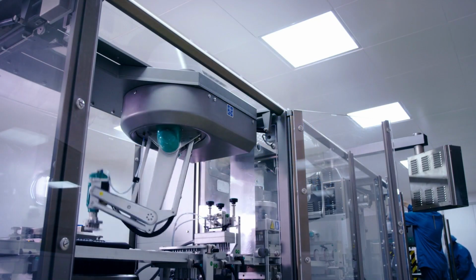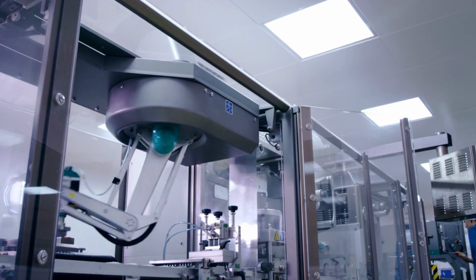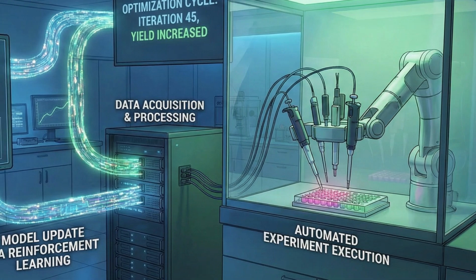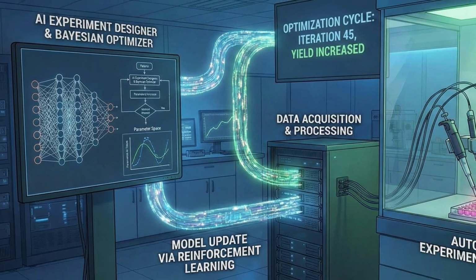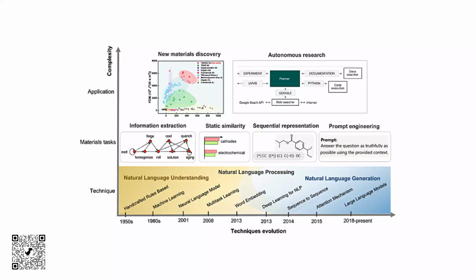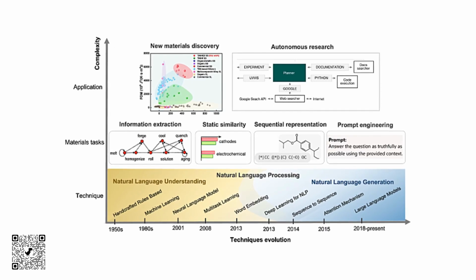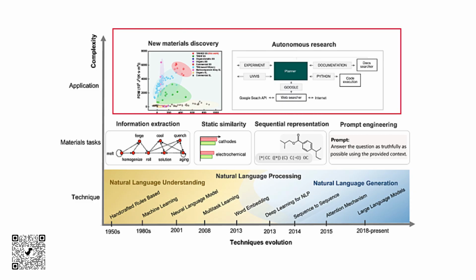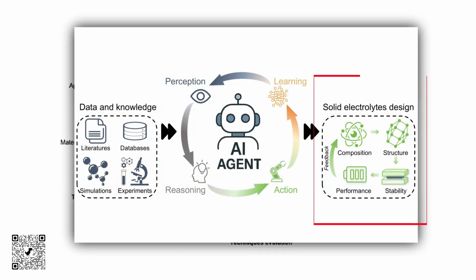The final frontier is the autonomous laboratory. We are seeing the rise of robotic chemists. These are closed-loop systems where an AI designs an experiment, a robot performs it, the results are fed back into the AI, and the model updates itself via reinforcement learning or Bayesian optimization. Furthermore, large language models, or LLMs, are being trained to read millions of scientific papers, extracting synthesis recipes and property data that no single human could ever memorize. These agents can suggest novel synthesis routes for solid-state electrolytes that humans haven't even considered.